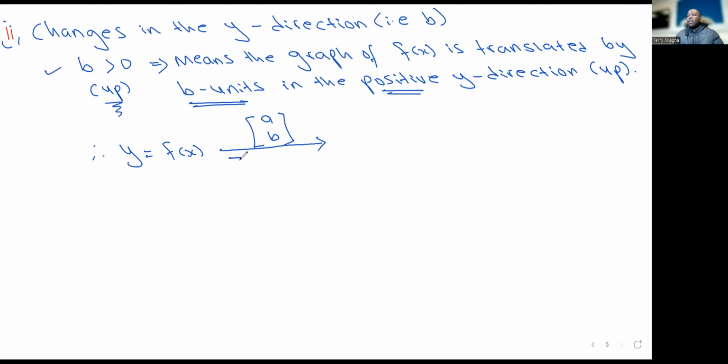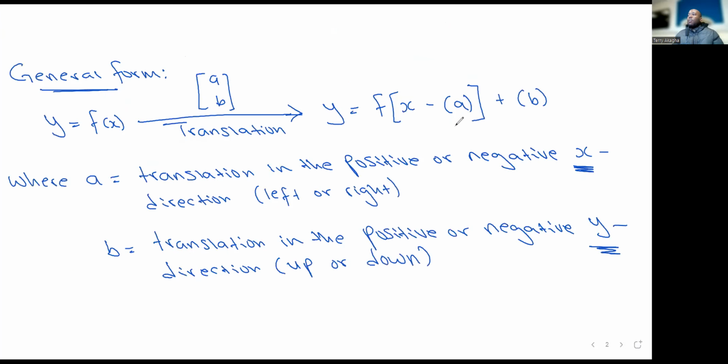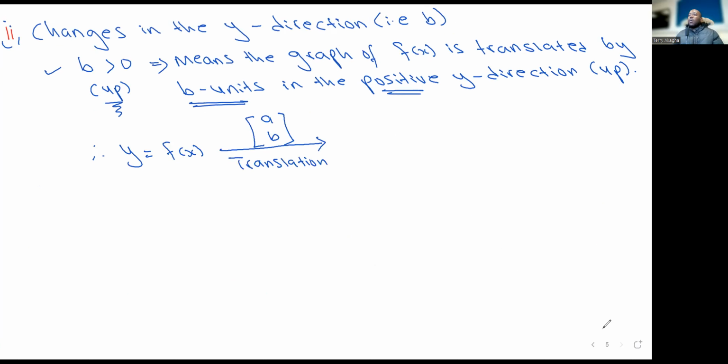So in this case now, A is positive and B is positive. So this is the translation, right? It's undergoing a translation. So that means when we go to the general form, the A we're having in this bracket is positive, and the B we're going to have in this bracket is what? Positive. So let's rewrite it now. So we're going to have y is equal to f into brackets x minus the A we're having here is positive. Are you seeing it? Plus the B we're having here is also what?